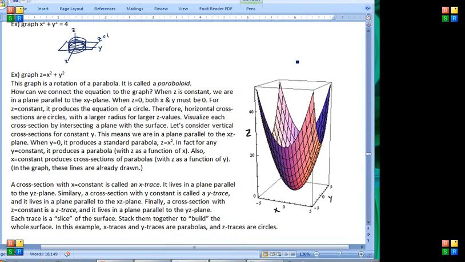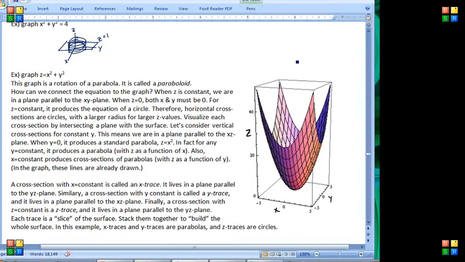This graph actually comes from the rotation of a parabola. It's called a paraboloid. It's a 3-dimensional parabola, if you like. So what does the equation have to do with the graph? How are they connected? Let's think about a couple different ways.